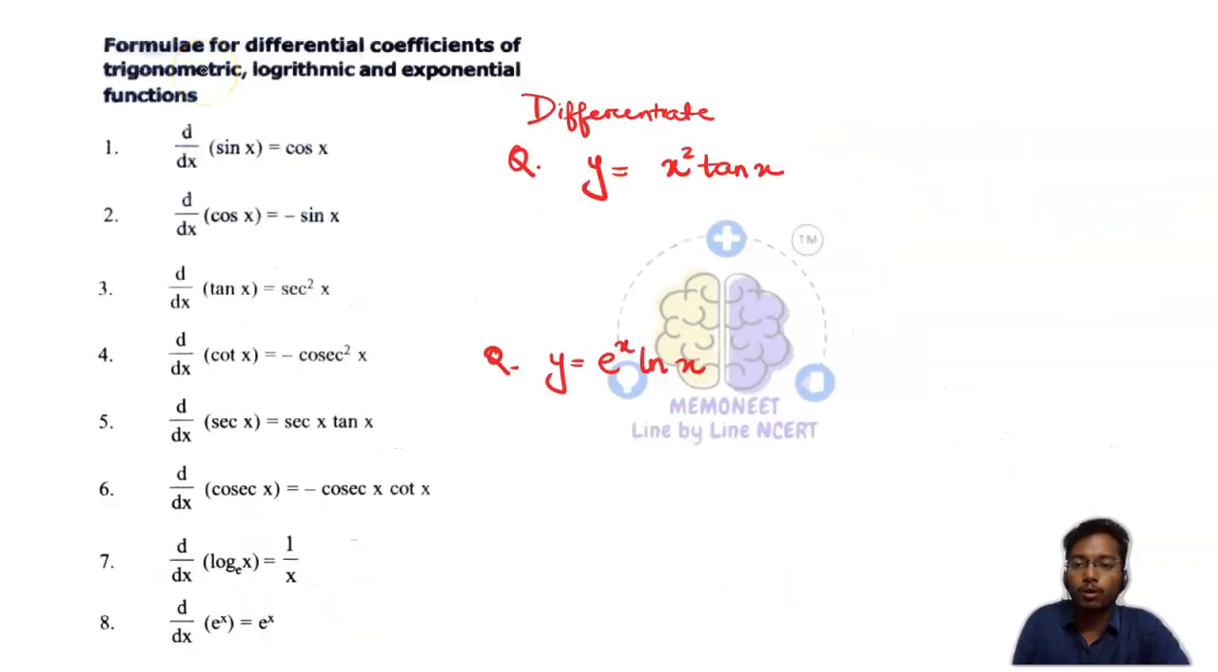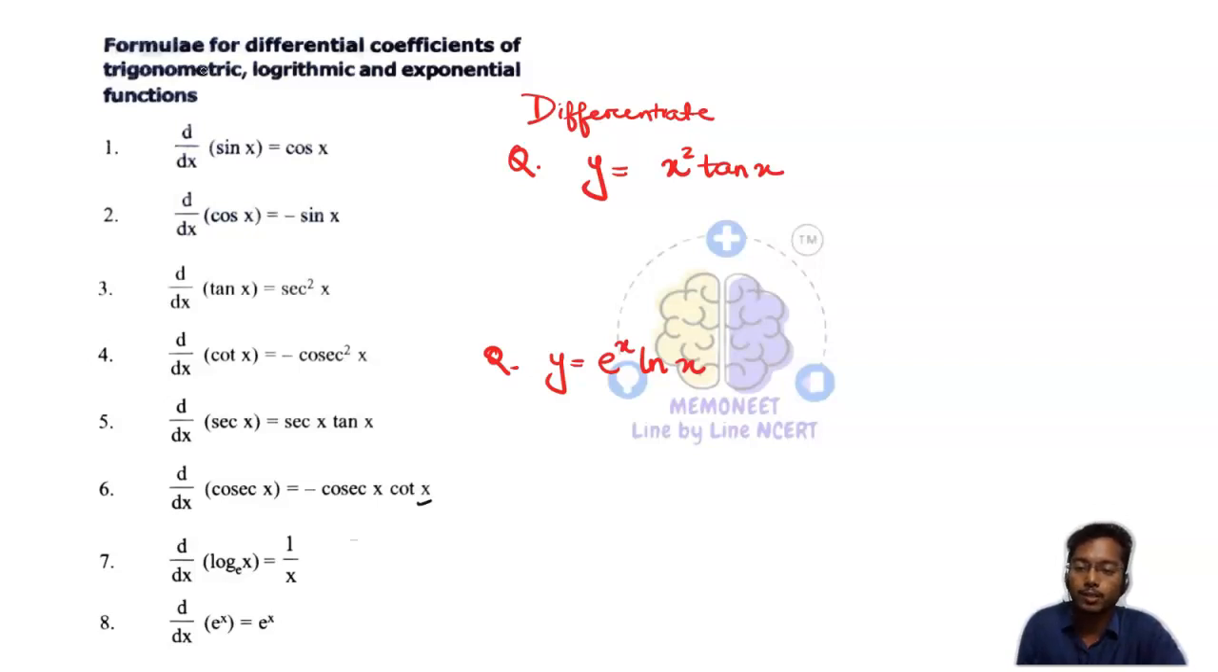Formulas for differential coefficients of trigonometric, logarithmic and exponential functions. Let's say we have sin x, if we differentiate it, it will be cos x. For cos x, that is minus sin x. Tan x, that is sec square x. Cot x, that is minus cosec square x. Sec x, if we differentiate it, it will be sec x into tan x. For cosec x, that is minus cosec x into cot x.